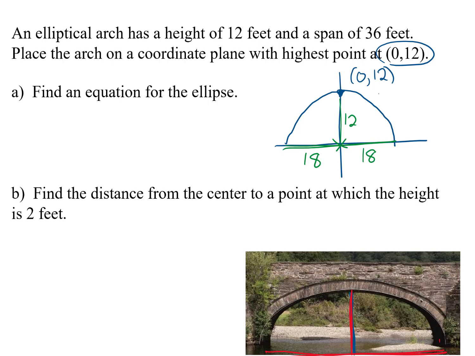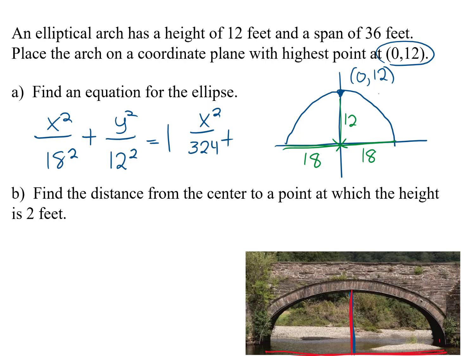So we have enough information to write down the equation of the ellipse. It's centered at 0, 0, so they're just going to be x squared and y squared equals 1. And in the x direction from the center, we go out 18 each way, so that would be 18 squared. And in the y direction, we go up 12, so that's 12 squared. So final answer, if we go ahead and square those, is x squared over 324 plus y squared over 144 equals 1. So there's the equation of our ellipse.